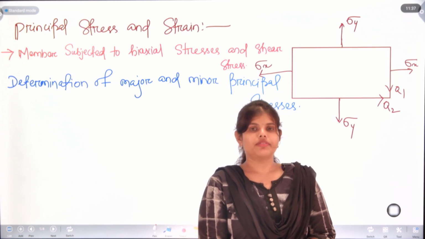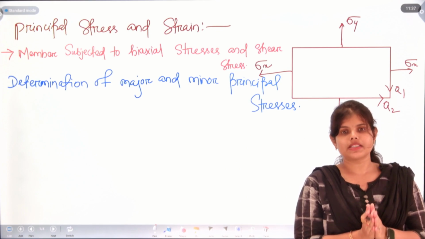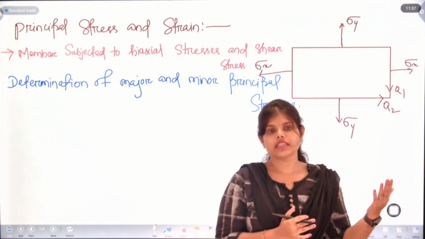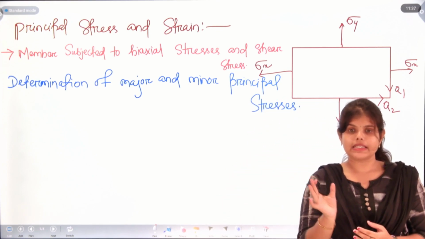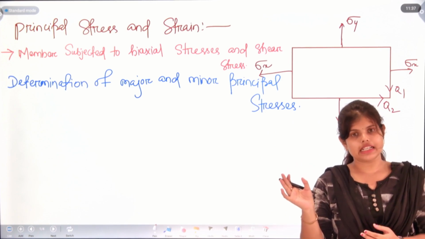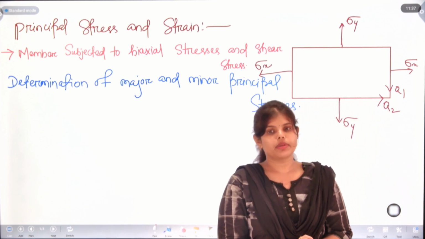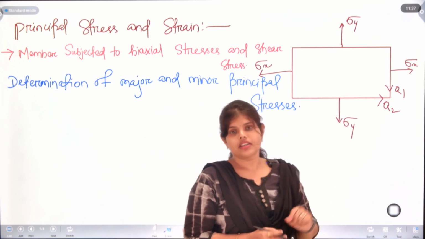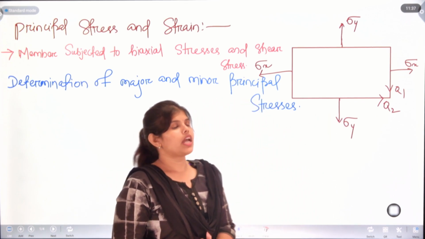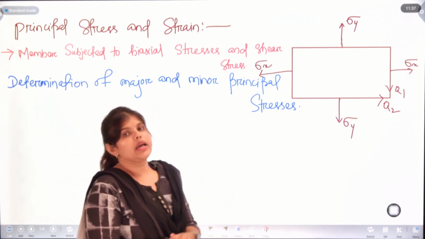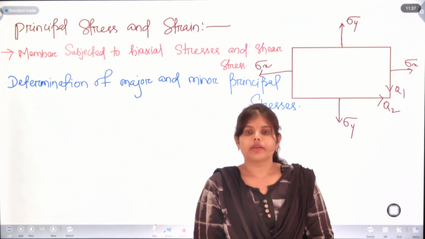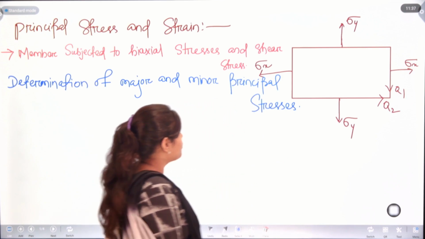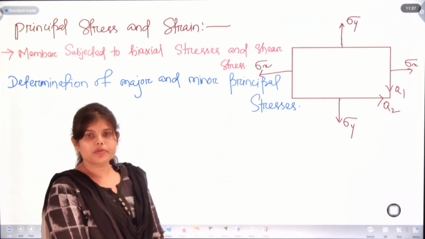As we are discussing principal stress and strain in our previous class, we have found out the normal stress and tangential stress in case of a member subjected to biaxial stress with shear stress. So now our work is to determine major principal stress and minor principal stress. So how to find out major principal stress and minor principal stress?